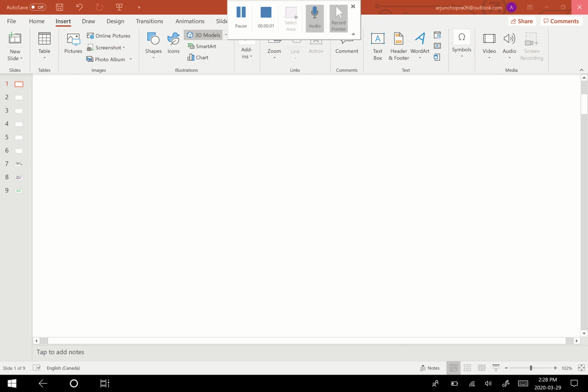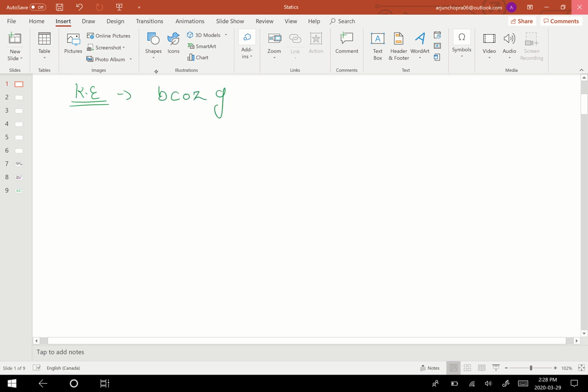Welcome back, friends. Let's look into the second form of energy, which is kinetic energy. Now, what is kinetic energy? It is because of motion of the object. So let's say this is an object which is moving at a velocity of 5 meters per second. I can call it velocity also. I can call it speed.